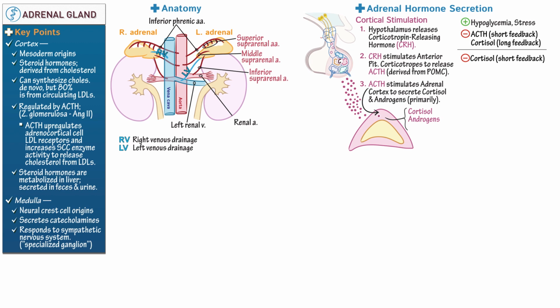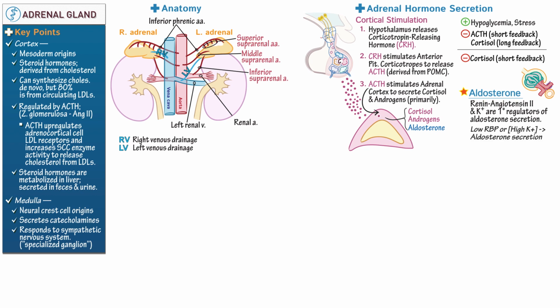For completeness, return to the adrenal gland cortex and show that ACTH also stimulates aldosterone secretion. However, indicate that aldosterone secretion is primarily regulated by the renin-angiotensin II response to low renal blood pressure and by extracellular potassium concentrations. Thus, low renal blood pressure and elevated potassium levels stimulate aldosterone secretion.